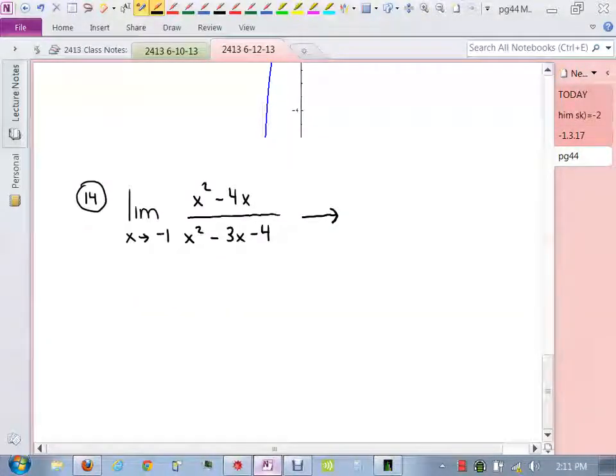So what do I get when I plug in -1 for x? On the top, -1 squared is 1. And then minus 4 times -1, isn't that plus 4? Over, -1 squared is 1. Negative and negative is positive, plus 3, but then minus 4. So what do I get here? 5 over 0. 5 over 0 is still undefined, isn't it? And so this is going to cause a problem also. I'm going to write down here undefined.